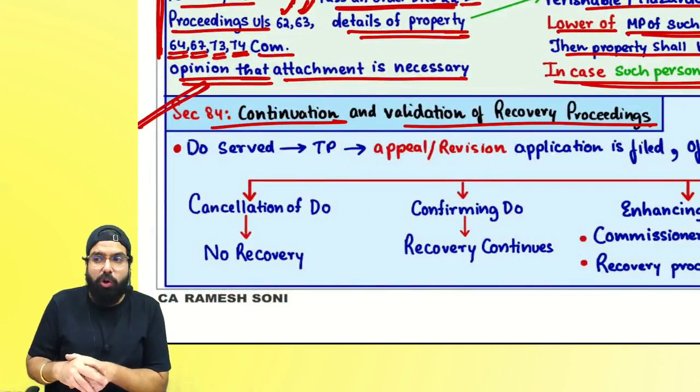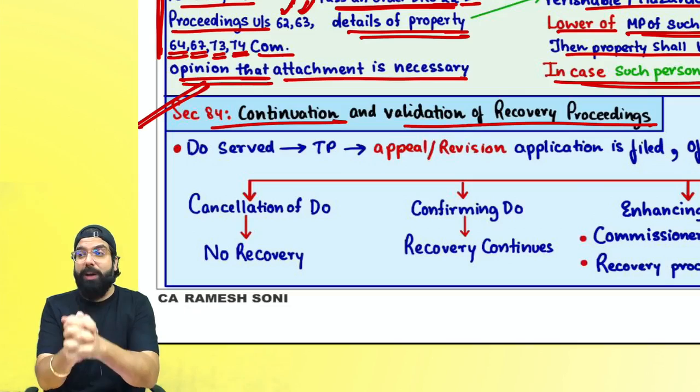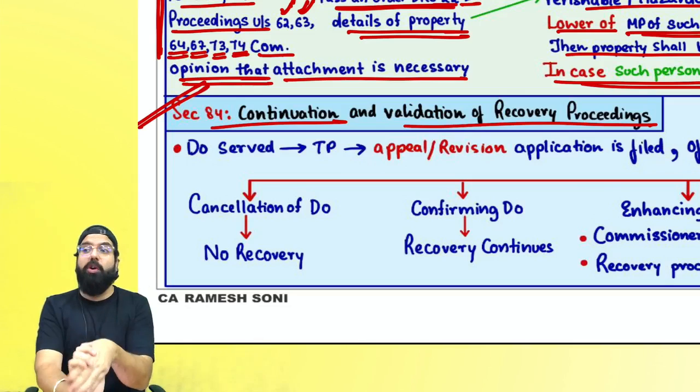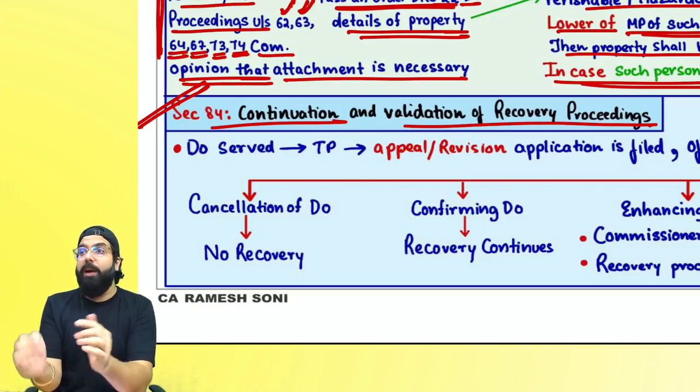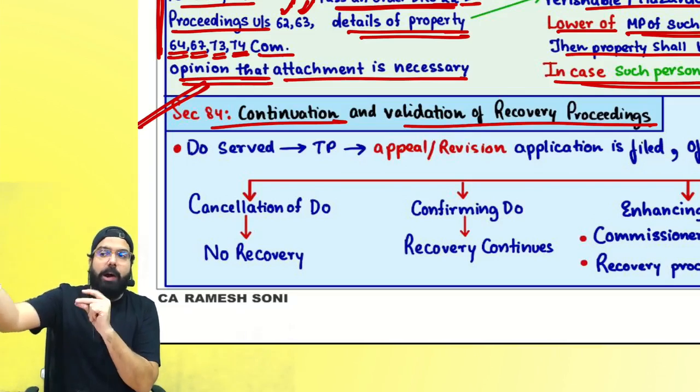Now section number 84, continuation and validation of recovery proceeding. Recovery started against you and then you went to the appeal. Recovery started after 3 months and you went for the appeal. The appellate authority went ahead and condoned the delay and accepted the appeal. Now in that scenario, what will happen? They will stop the recovery proceeding and wait for the appeal order to come.